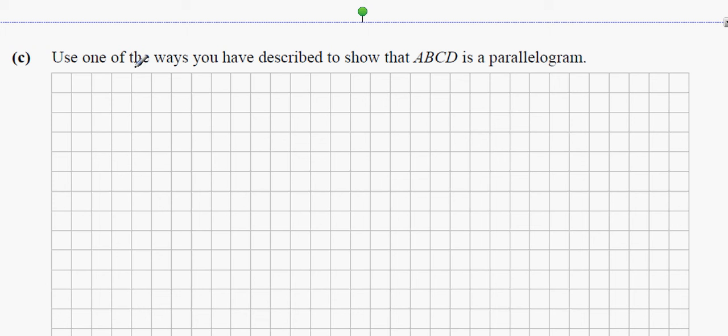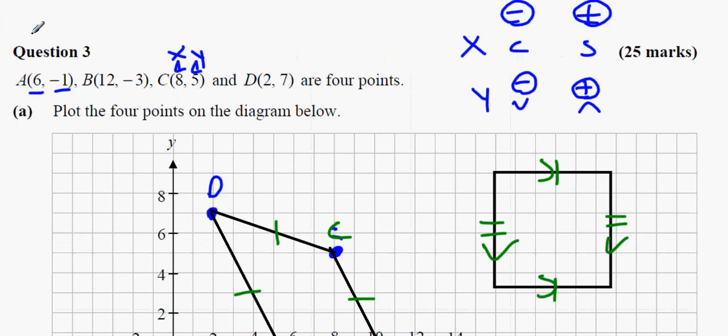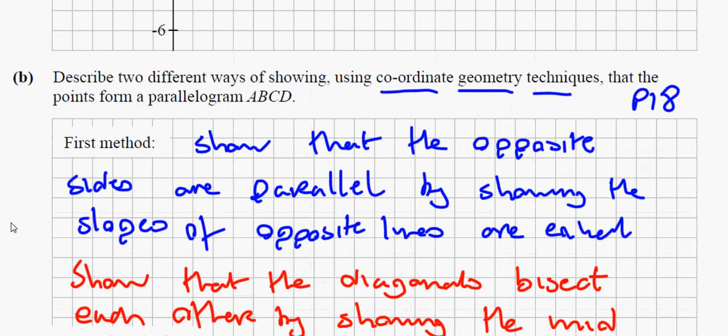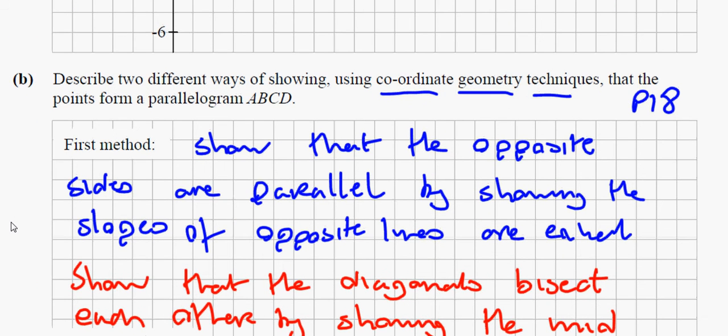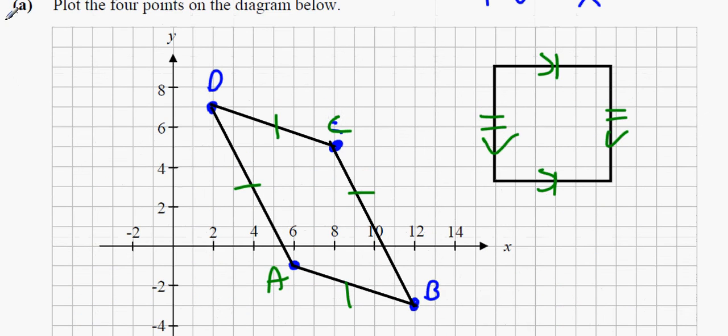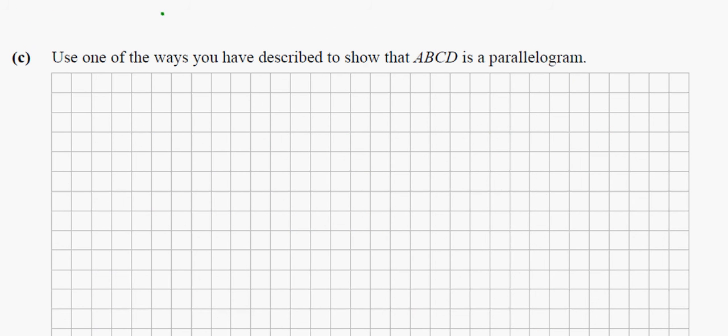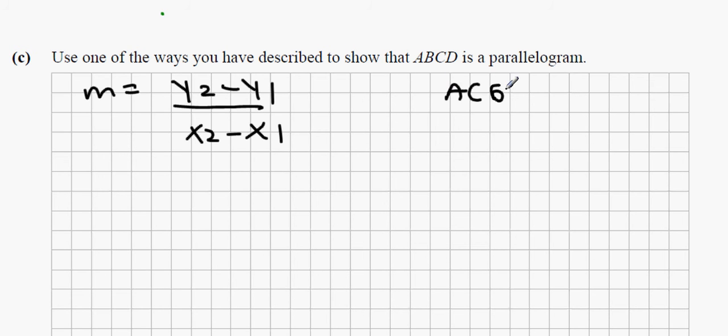Now, use one of the ways you've described to show that ABCD is a parallelogram. What I'm going to use is the slope one, the first answer I gave: show that the opposite sides are parallel by showing the slopes of opposite sides are equal. It seems to be the quickest one. So the slope formula equals y2 minus y1 over x2 minus x1. We need to write down all 4 points again. So A is (6, -1).